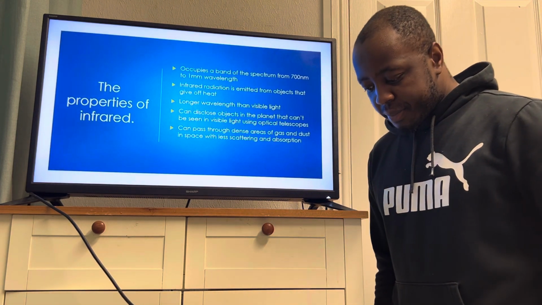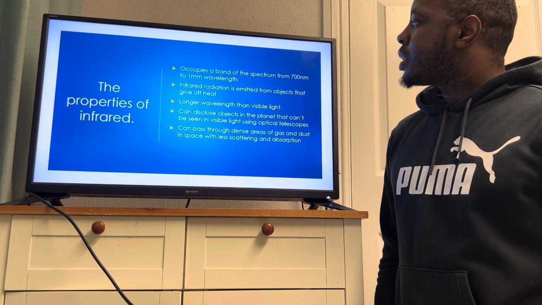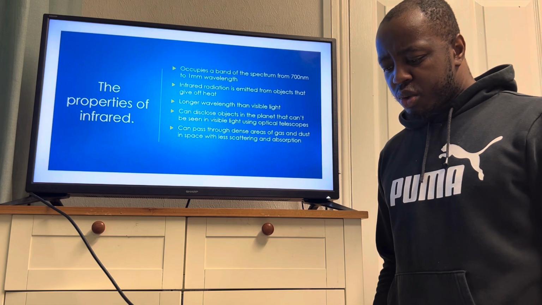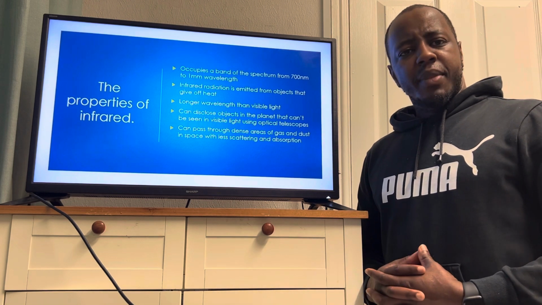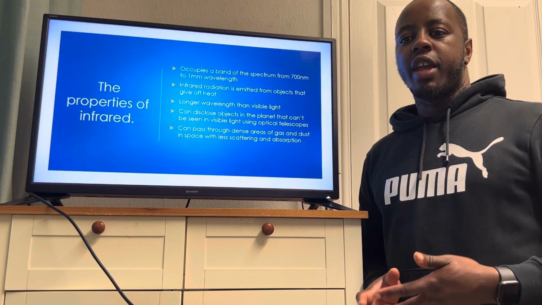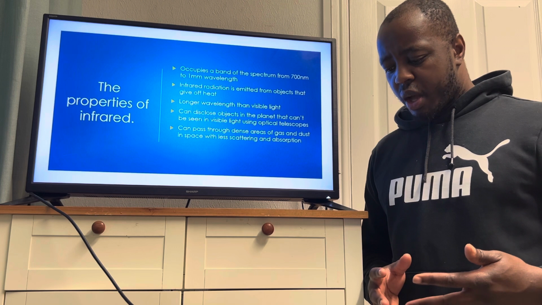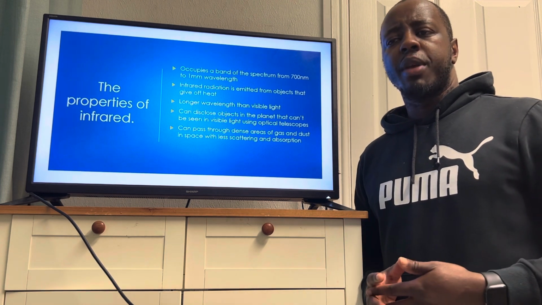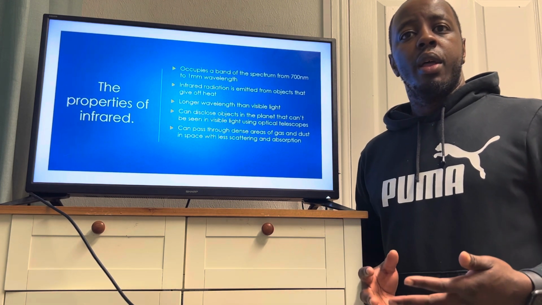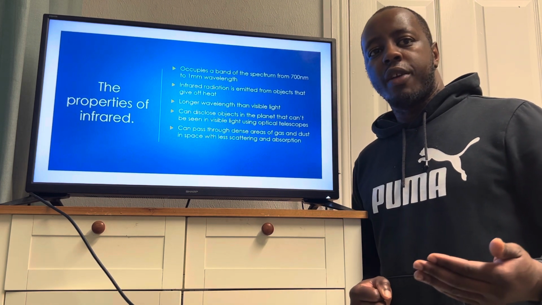Okay, now let's look at the properties of infrared. So the infrared occupies the band of spectrum between 700 nanometers to 1 micrometer wavelength. Infrared radiation is emitted from objects that give off heat. Okay, so any object that gives off heat will emit infrared, be it a building, be it living organisms, be it mammals, people, right? They all give off heat, so thereby that translates to infrared.